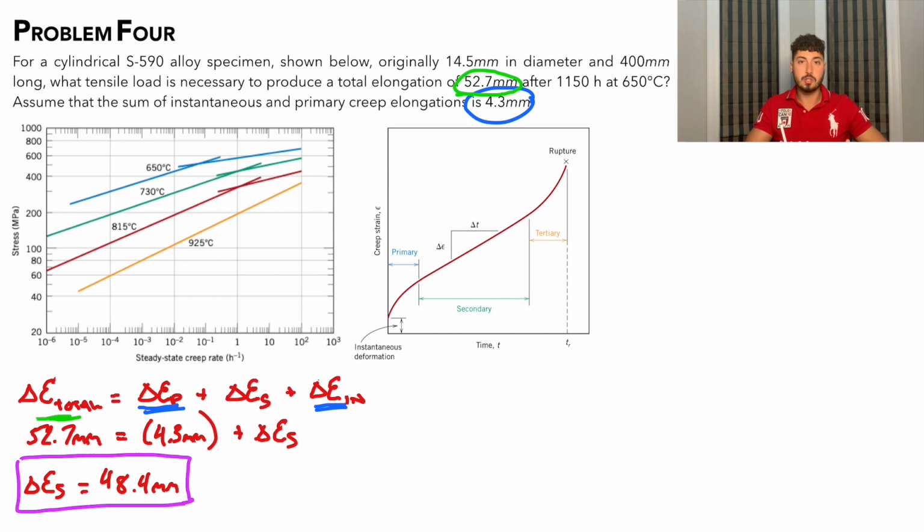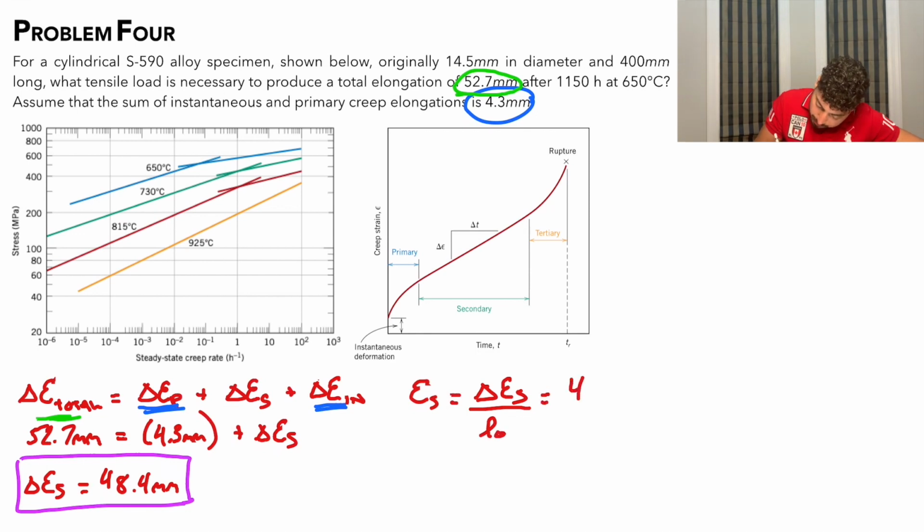Now, with this, we can calculate our strain at our steady state. So our steady state strain is equal to our creep elongation at our steady state divided by our initial length. That's going to be equal to 48.4 millimeters divided by our initial length, which is 400 millimeters, and that's going to give us a strain at our steady state of 0.121.